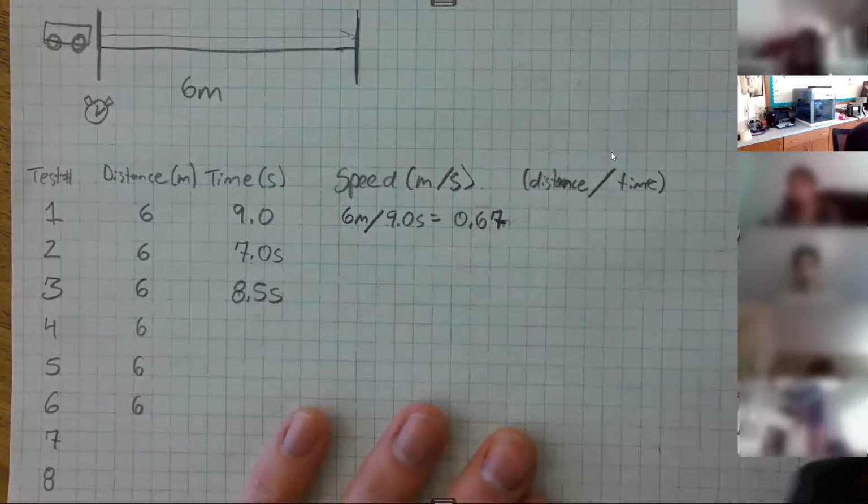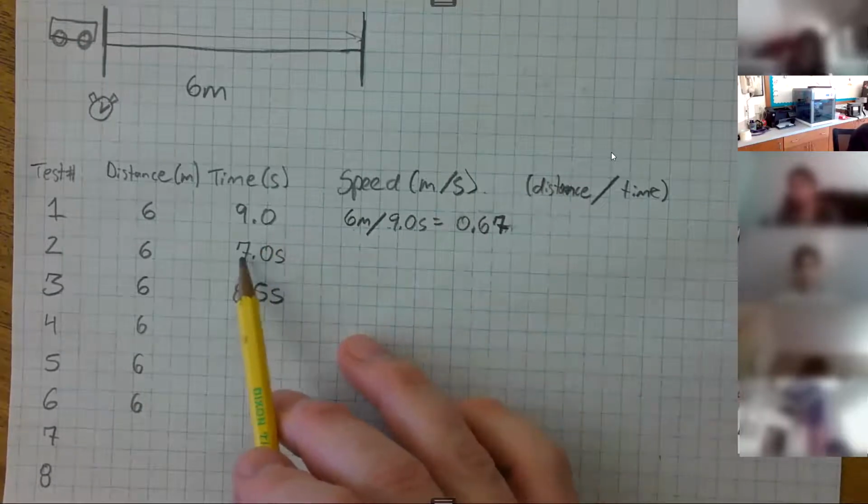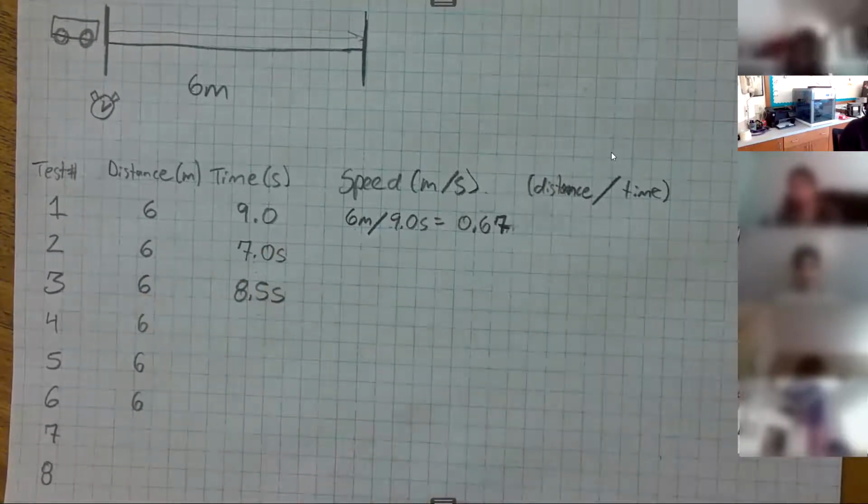So now we know how this is set up. Let's do the second one. It's going to be 6 meters in 7 seconds. So what's 6 divided by 7?